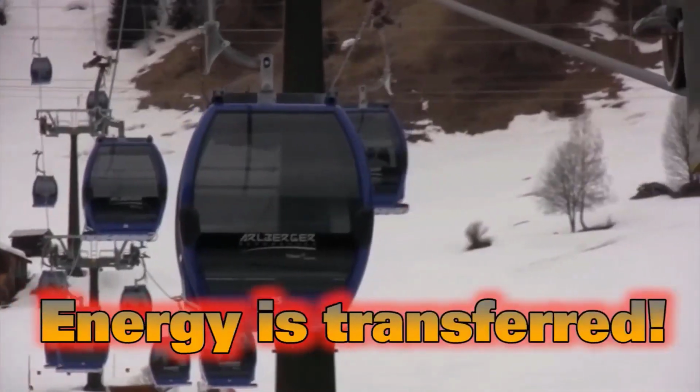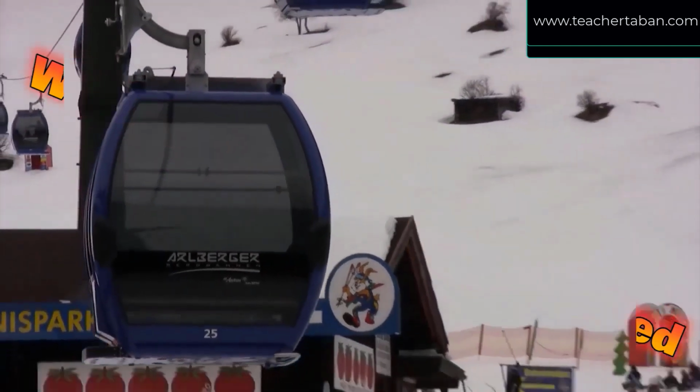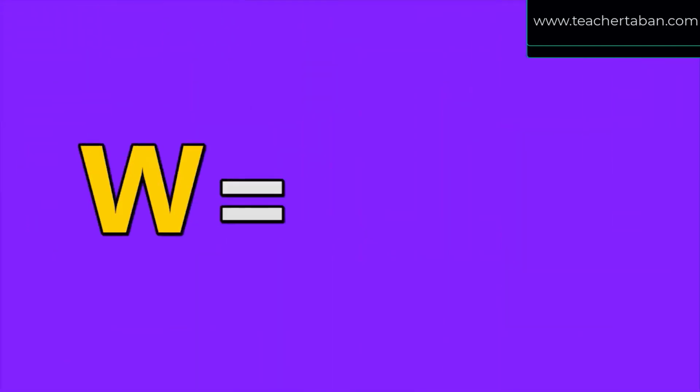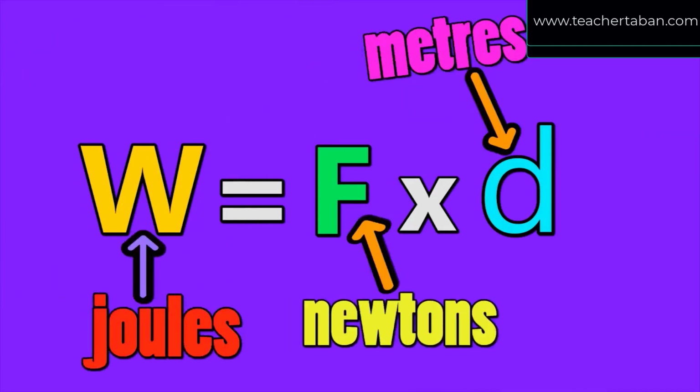You talk. Energy is transferred when work is done. Work done can be calculated using this equation. Work equals force times distance. Work done is measured in joules. Back of the net. Give us an example.